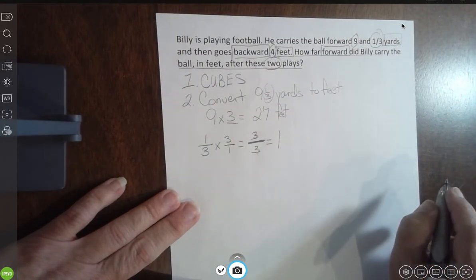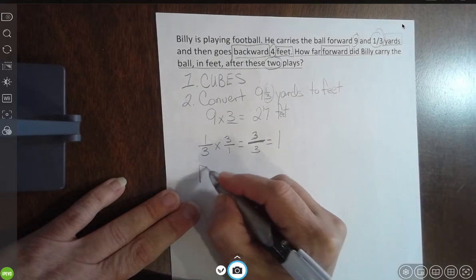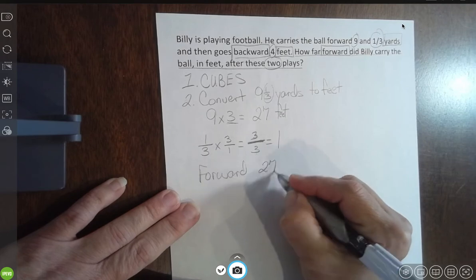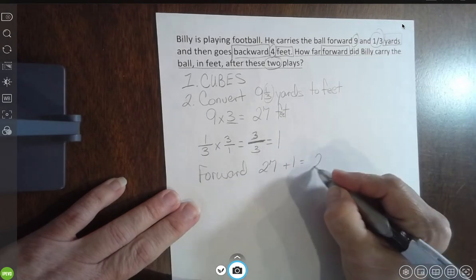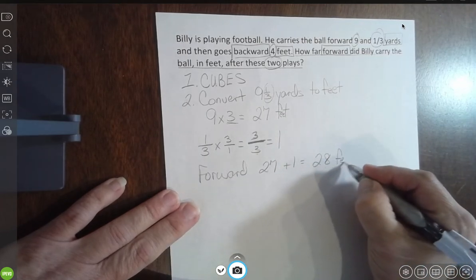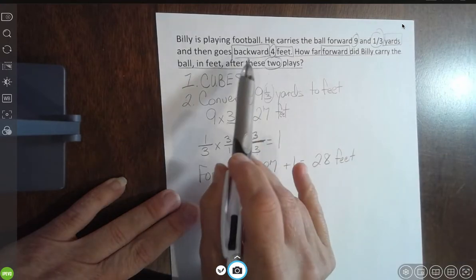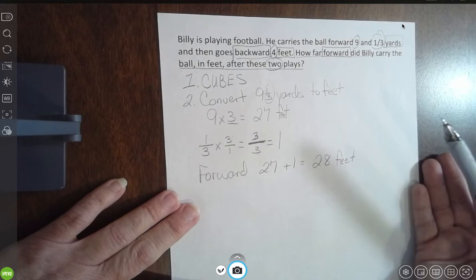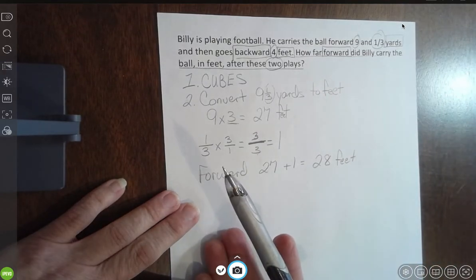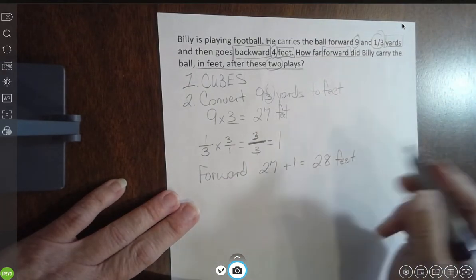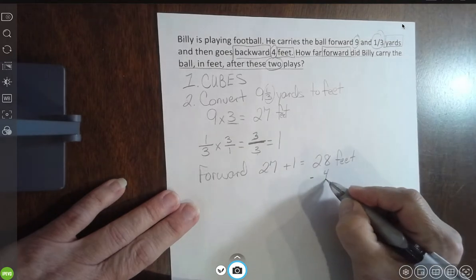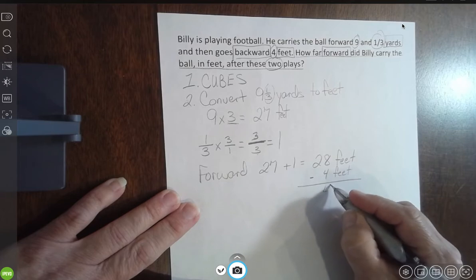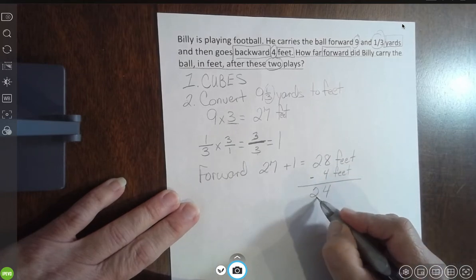So I know that he went forward 27 plus 1, 28 feet. But then if I look back here, he went backwards. So if I'm going forward, I'm going to be adding. If I go backwards, I'm going to be subtracting. So I'm going to subtract those 4 feet. 8 minus 4 is 4. 2 minus nothing is 2.